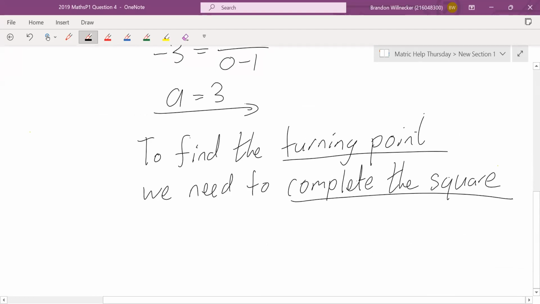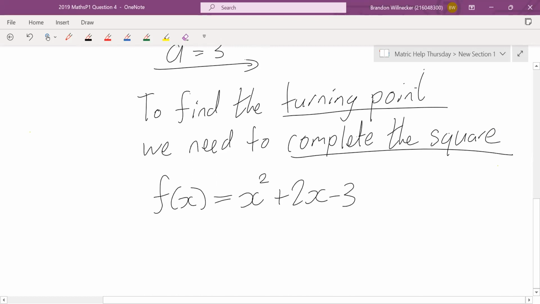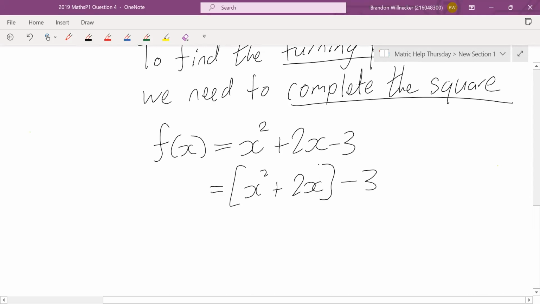Okay, so we need to complete the square. So we begin with our function f. So we have f of x is equal to x squared plus 2x minus 3, because we know the value of b now, so we can substitute. Okay, so how do we complete the square? So first step is to isolate your x terms. In this case, it's going to be x squared and 2x. We isolate them. Okay, that's step 1.